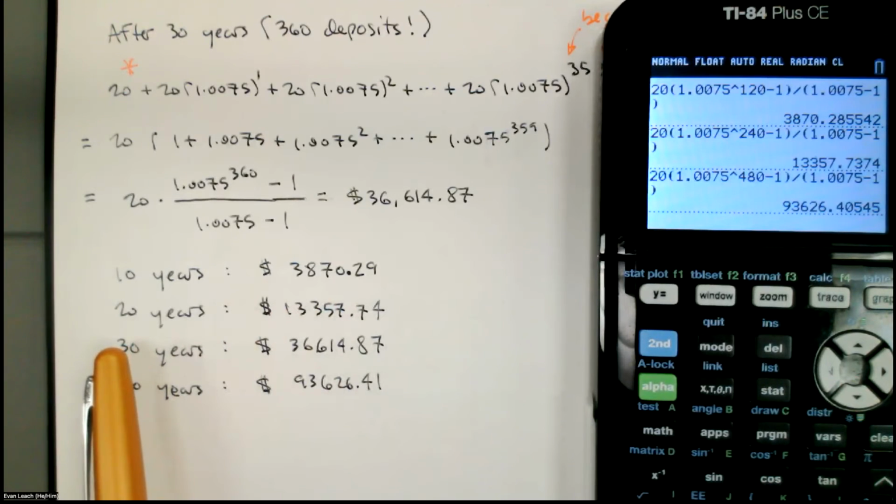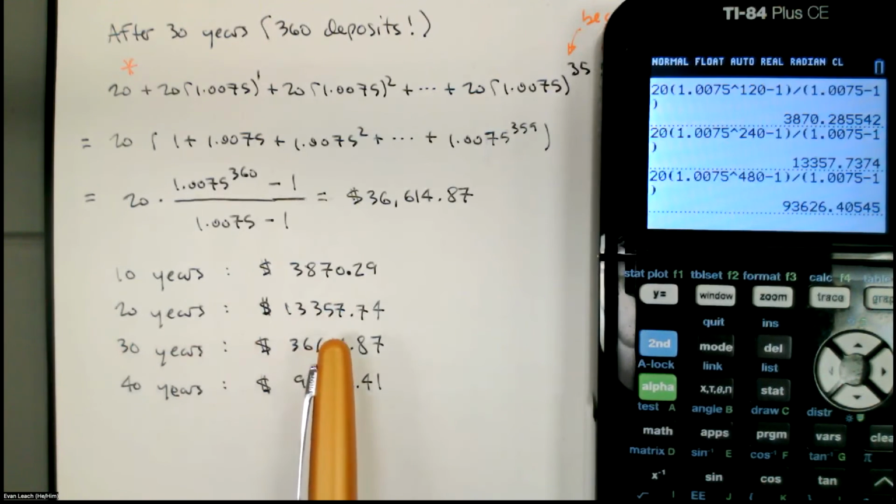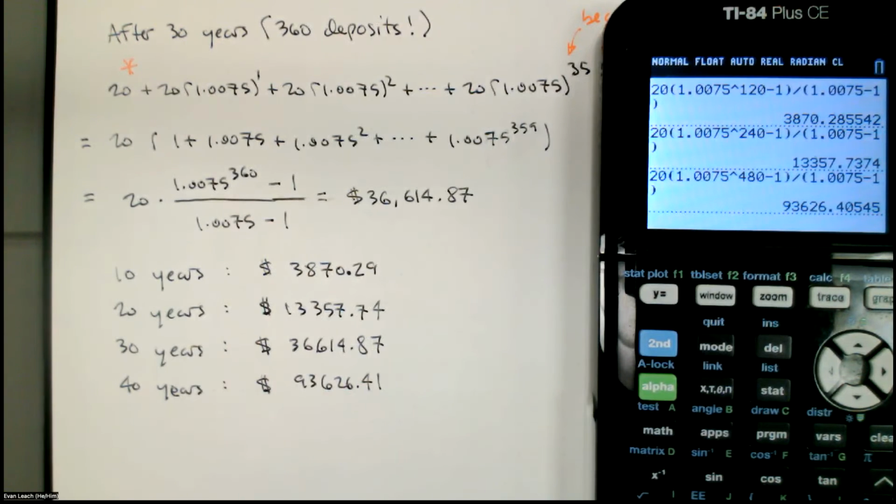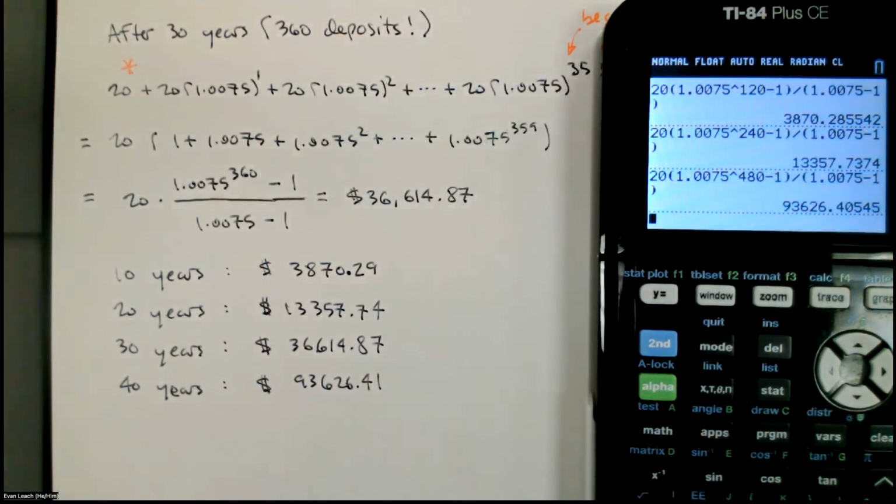20 years would be starting at 40. 30 years would be starting at 30. 40 years would be starting at 20. Look at the difference between starting at 20 and starting at 50. Now remember, this is still just 20 bucks a month. $93,000 is not a lot of money, but this is still only 20 bucks a month.